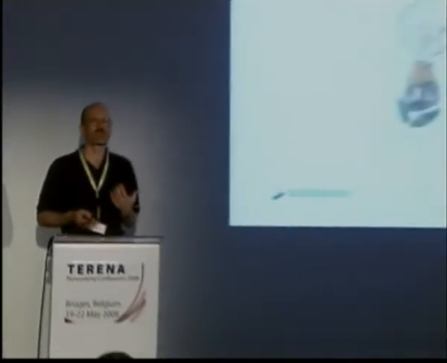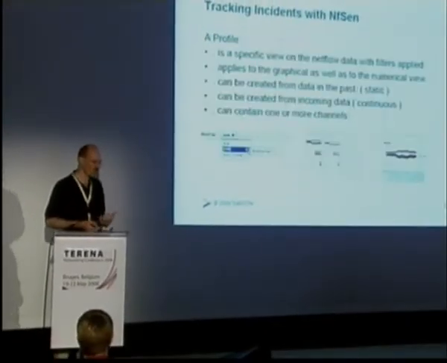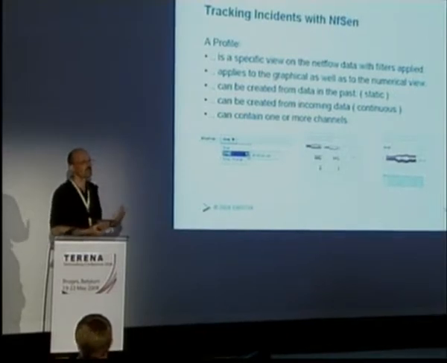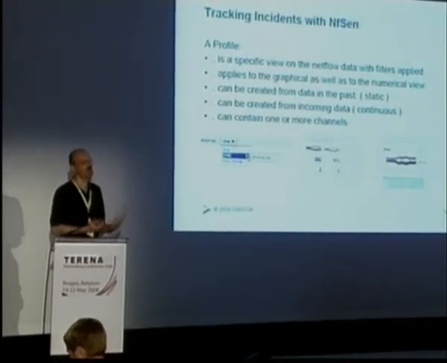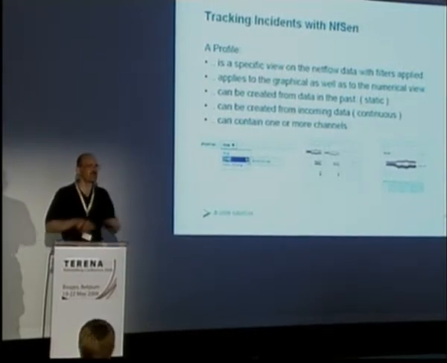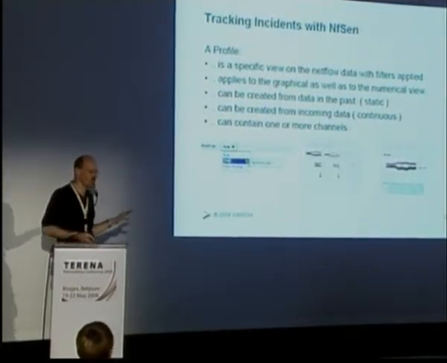So I looked at the NFSend graph, and looking at the picture didn't really reveal anything obvious, and so that's now the reason where profiles come into play. We need now to make a profile for what we are looking at. And what is a profile? A profile is a specific view on the Netflow data, where filters are already applied, filters for what we are interested in, and leaving out everything else we are not interested in.